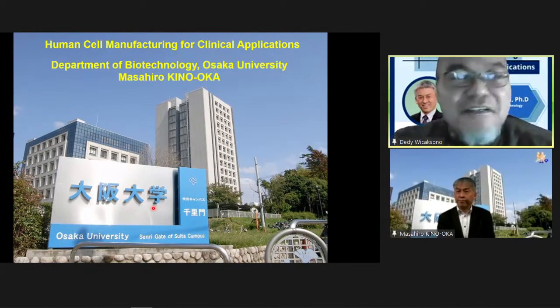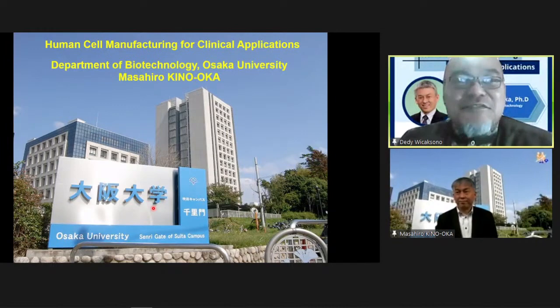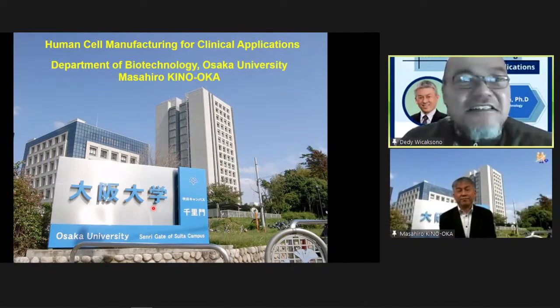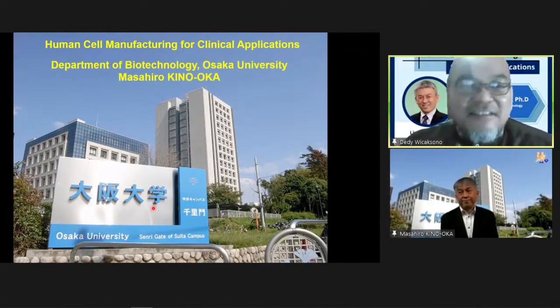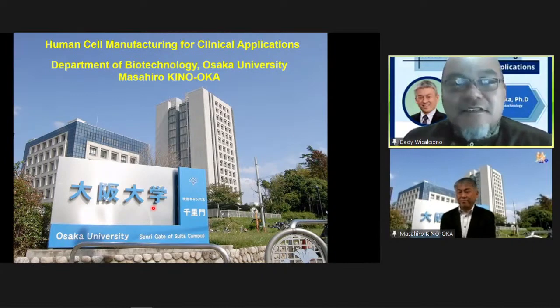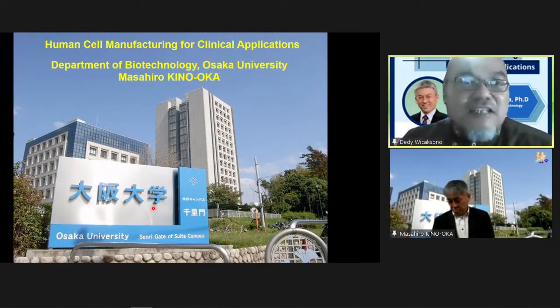Before we start, Kinooka Sensei, I would like to introduce first to our attendants here. Mostly are biomedical engineering students within Swiss German University. We are located in Tangerang, nearby Jakarta, just the south of Jakarta. We have this small private university, and most of the students that attend this web lecture are from the biomedical engineering department, and it will be of interest for them because they will be getting the exposure to stem cell and tissue engineering from you.